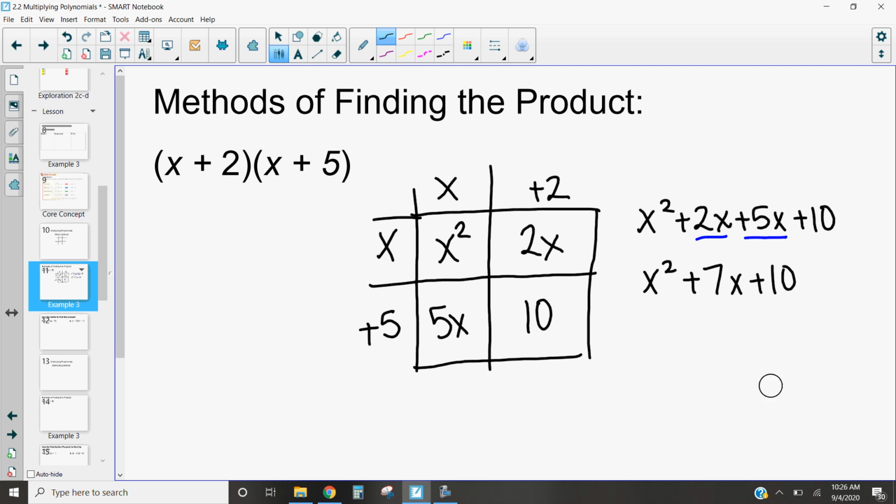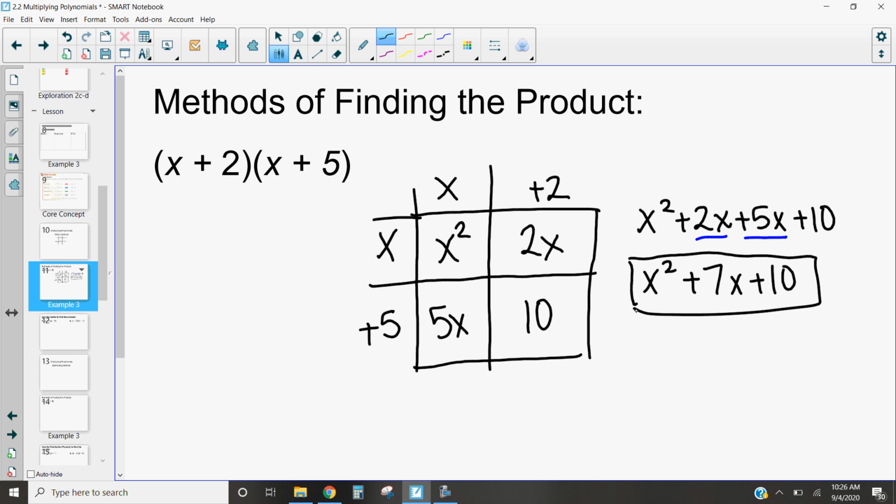Again, with that matrix method, we set up our matrix. I write the first term and the second term, and then the first term and the second term. You can decide if you want these to be the horizontal ones and these to be the vertical ones. You can switch them. It's totally up to you, but this is how we simplify it. So that means that x plus 2 times x plus 5 equals x squared plus 7x plus 10.